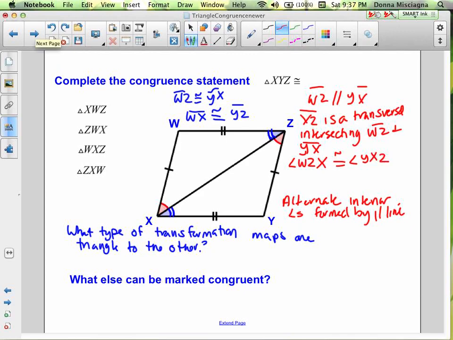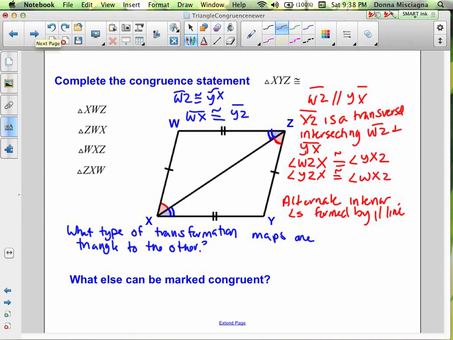Right, those are the two blue angles. And then likewise, angle, I'm going to start with Y, YZX is congruent to angle, so Y goes with W, WXZ. It's easier for me to write it as I say them.